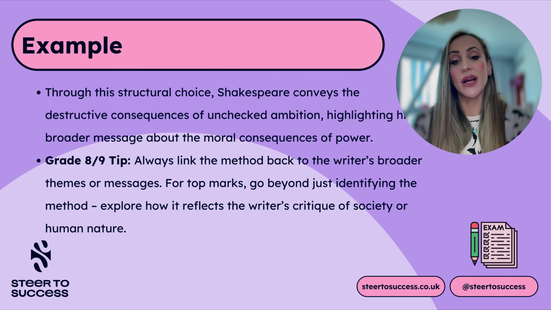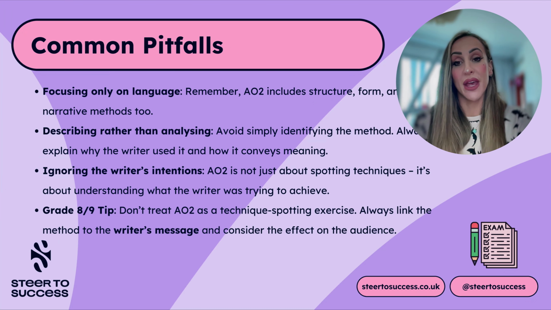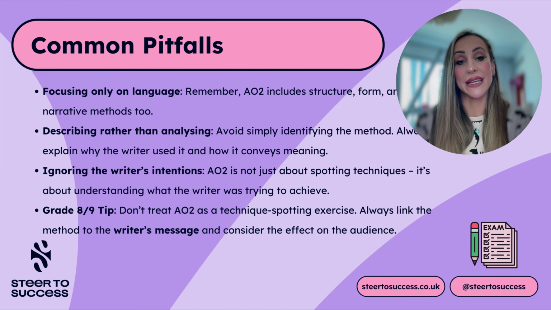And as a grade 8 or 9 tip, always link the method back to the writer's broader themes or messages. So thinking about the writer's bigger idea, bigger message, and their intentions. And for top marks, go beyond just identifying the method, explore how it reflects the writer's critique of society or of human nature. So common pitfalls that students encounter, focusing only on language, as I mentioned before.